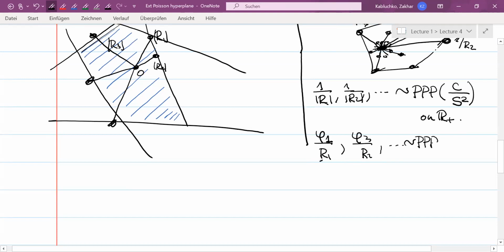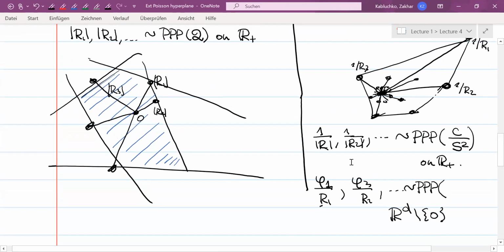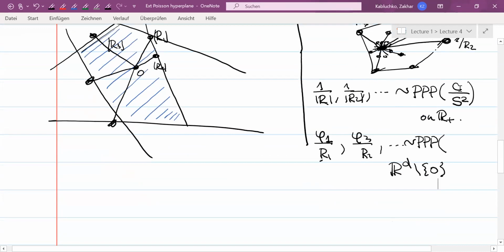form a Poisson point process on R^d without zero, with intensity which is given as follows. This process on the half line is obtained from that one by taking the radial directions. And by taking the radial directions, we multiply the intensity by x to the power d minus 1. It's polar coordinates. If we take the Lebesgue measure and take its radial part, then it has density x to the power d minus 1. So I have to divide 1 over s squared by s to the power d minus 1, and we get this intensity.